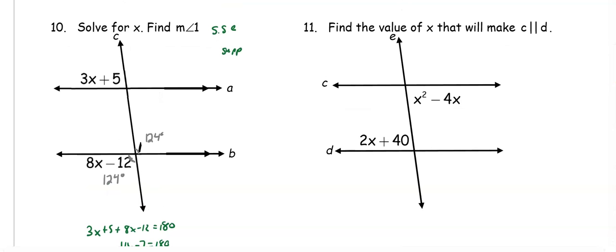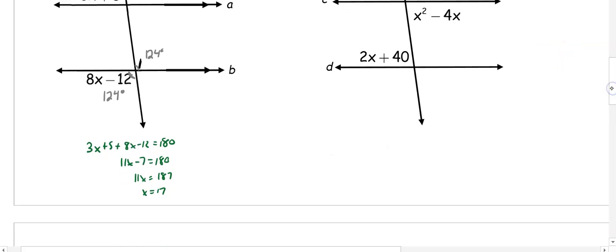In number 11, we want to find the value of x that would make these lines parallel. So these are alternate interior angles, which means they have to be congruent, so they're going to equal each other. So x squared minus 4x equals 2x plus 40.